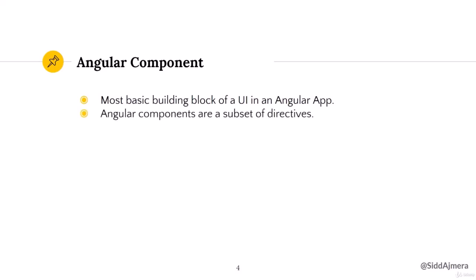Angular components are subsets of directives, and we'll see what directives are in a later section of this course. But there are basically three types of directives. We have structural directives, attribute directives, and component directives. So the main differentiating factor between these would be that a component directive has a template, while a structural directive and an attribute directive don't have a template.